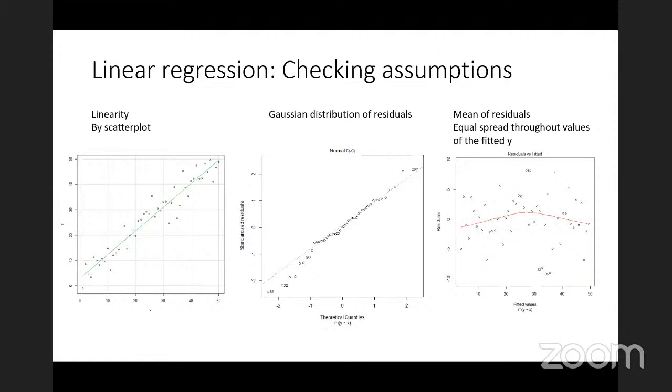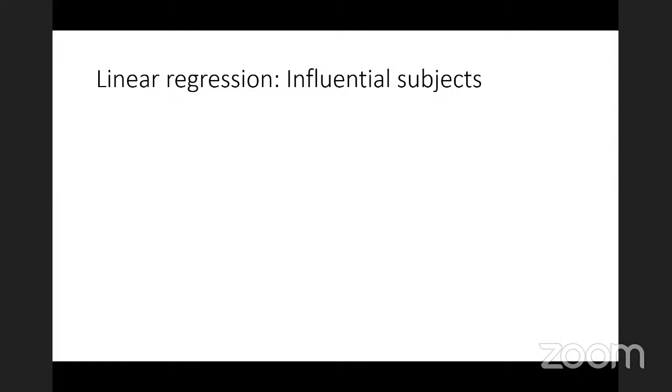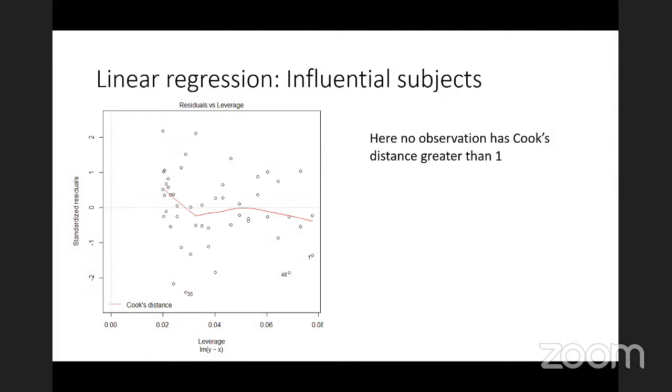How do we check for influential observations? Influential observations are assessed by a plot known as the residuals versus leverage plot. Usually in the residuals versus leverage plot, there is a line representing the Cook's distance, 0.5 or 1. In this case, there is no line.